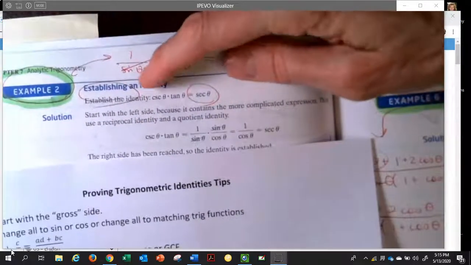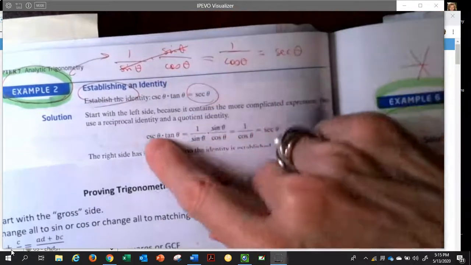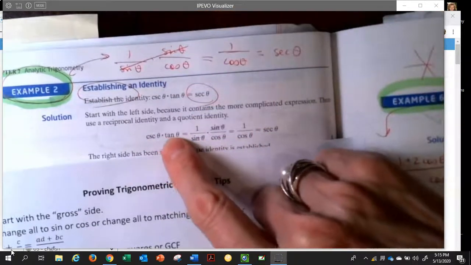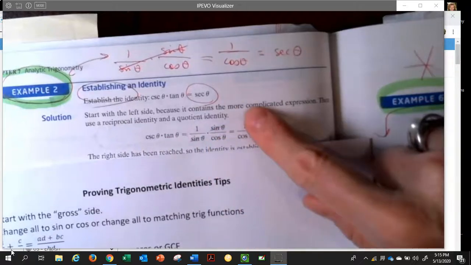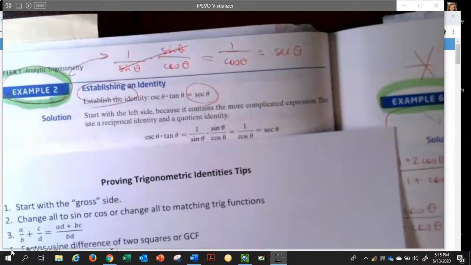And even looking at this one right here, they started with the gross side. This one just had one piece. And when they did, they changed cosecant to something with sine and tangent to something with cosine and sine. And voila, you can remove the sines and you're almost there.